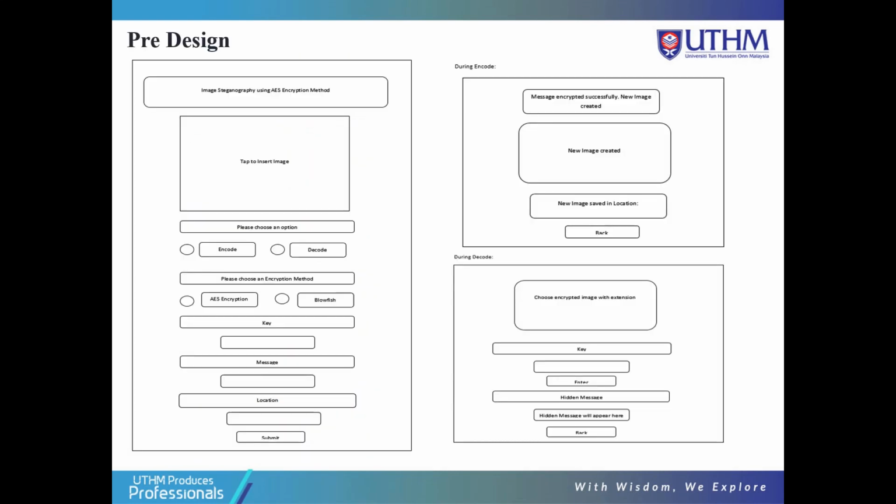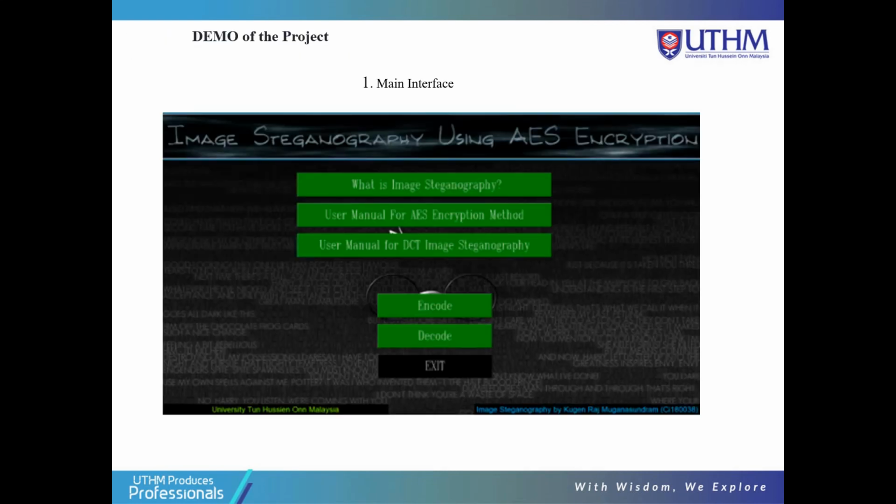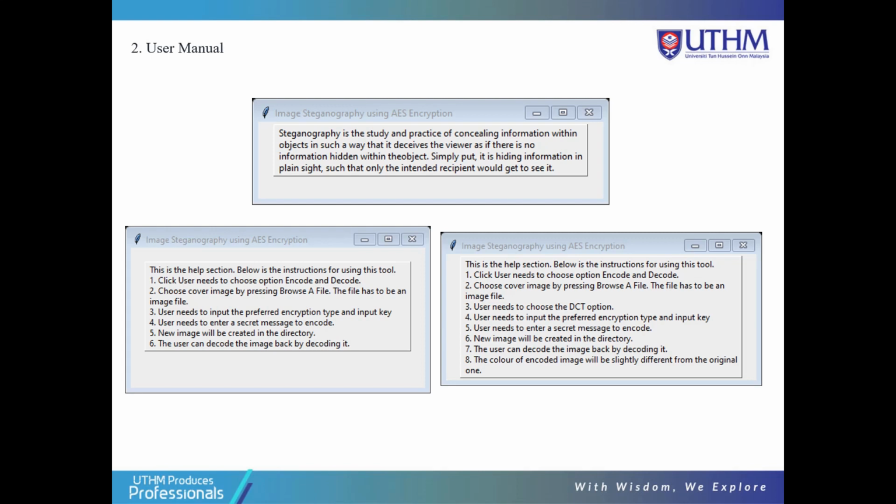This is the pre-design I have done, and this is the main interface. This is my final output. This will be my main interface. This will be the user manual. There will be 3 user manuals for the user to know what is image steganography, how to use this tool, and how to use the DCT option inside this tool.